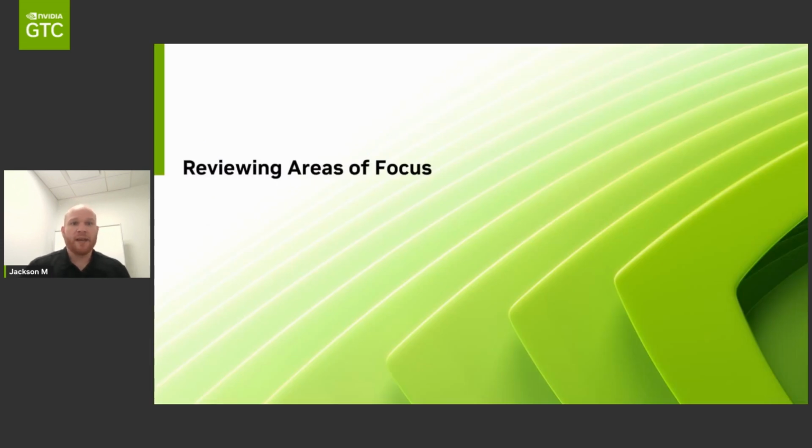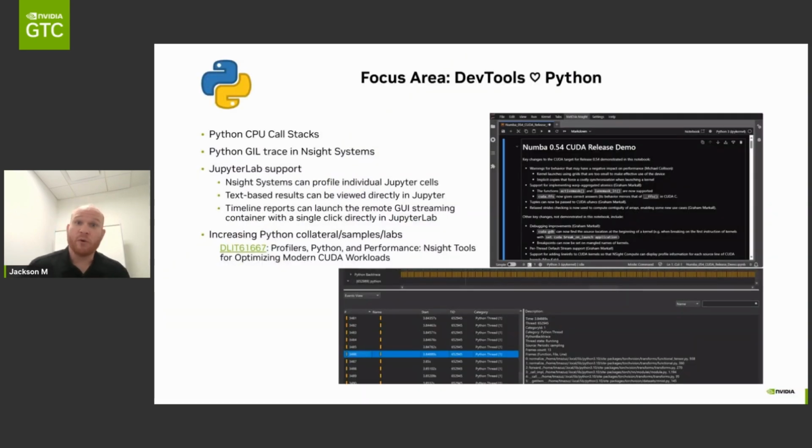So next, I'll just do a couple of reviews on the areas of focus we've been looking at, and we're going to continue to look at going forward. One of those is obviously Python. Developer tools love Python. We know that developers love Python, and we want to be there with you. So we've added CPU call stacks, both for Nsight Systems and coming soon in Nsight Compute, GIL trace in Nsight Systems, Jupyter Lab support, which is obviously really popular in the Python ecosystem, and we're working on increasing Python collateral: samples, labs, anything we can in our tools.